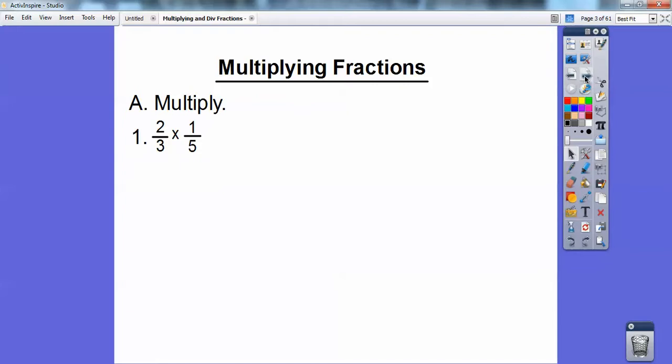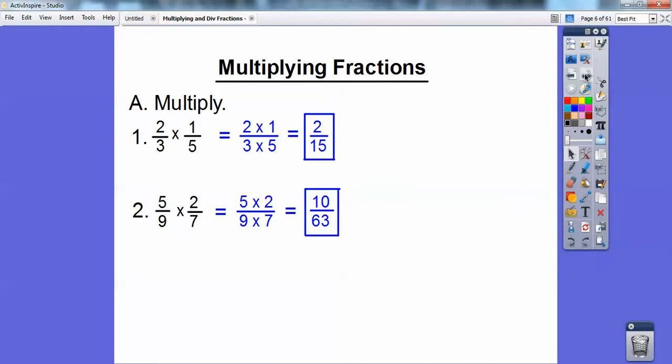Okay, multiply 2/3 times 1/5. When you do that, you just multiply straight across. 2 times 1 over 3 times 5. So I get 2/15. Okay, so do that with this one here, you guys. 5/9 times 2/7. You multiply 5 times 2, and then 9 times 7, and I get 10 over 63. Okay, and those will be your answers.